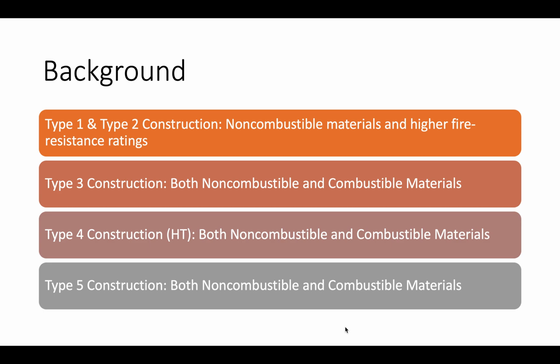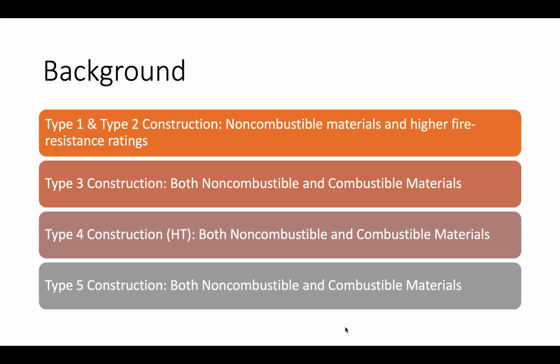And then type 3 construction allows the use of both combustible and non-combustible materials and requires non-combustible exterior walls, but they can have combustible interior walls. Type 3 construction was started for buildings that are very close together, like you would see in the cities, so that if they catch on fire, their exterior non-combustible walls prevent that fire from spreading to the next building.